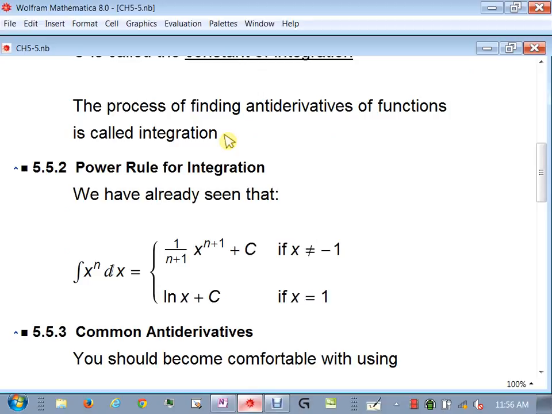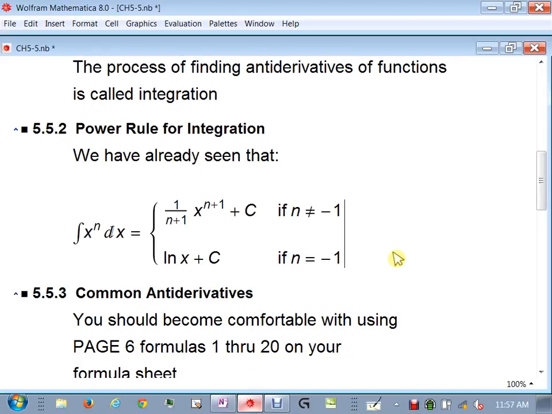The power rule for integration we've already seen. If you're trying to find the indefinite integral of x to the n dx, it's one of those two cases, depending on the power. Oh, that's a typo. Y'all see it? That's n, right? And over here, n, and that should be negative. Agreed? If the power is not equal to -1, we can use that. If the power is -1, we have to use that. So that's nothing new there.